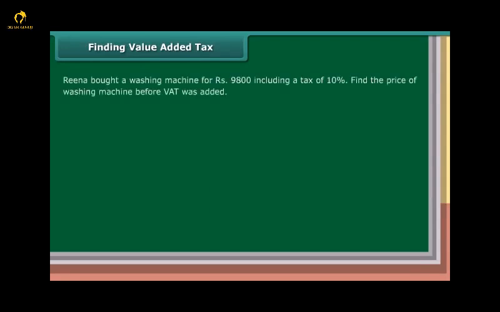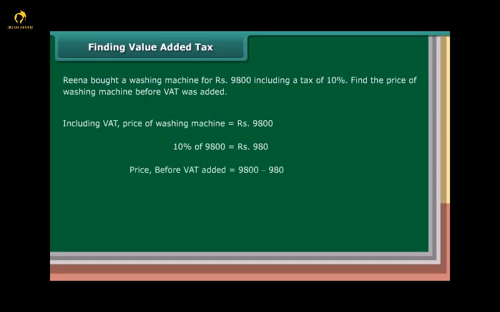Finding value added tax. Reena bought a washing machine for rupees 9800, including a tax of 10%. Find the price of washing machine before VAT was added. Including VAT, price of washing machine is equal to rupees 9800. 10% of 9800 is equal to rupees 980. Price before VAT added is equal to 9800 minus 980 is equal to rupees 8820.